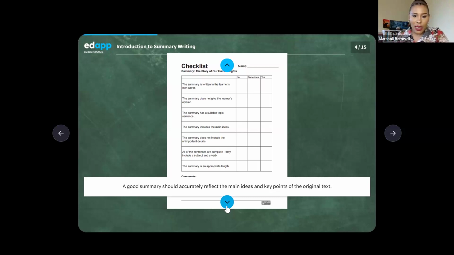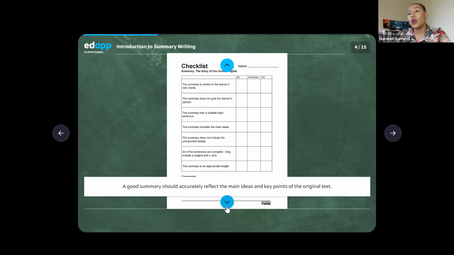And when it comes to the main idea, all of the sentences are complete and they include a subject and a verb. This is just regular grammatical checks. And the summary is an appropriate length. Please remember that I said summaries are 1/4 the length. For CSEC, they generally give you 500, 540 word essays, and 1/4 of that is 120 words. So for CSEC, you will not be required to write a summary that is longer than 120 words.